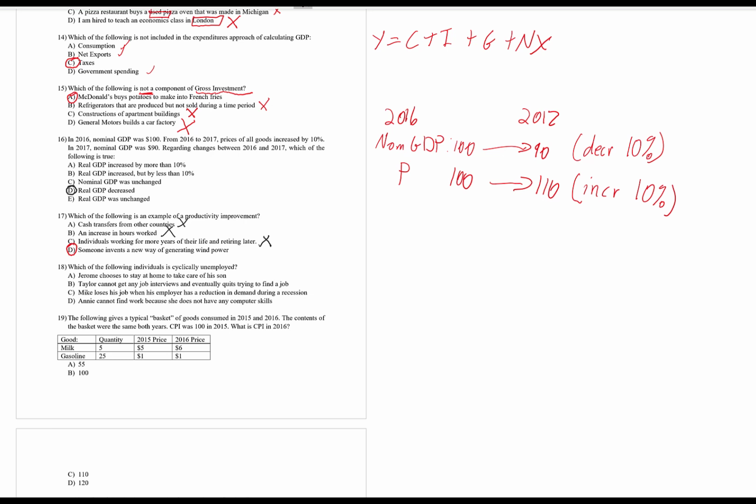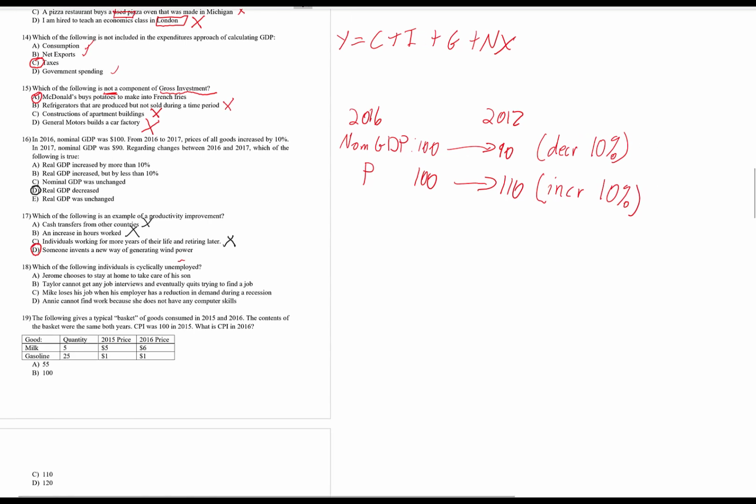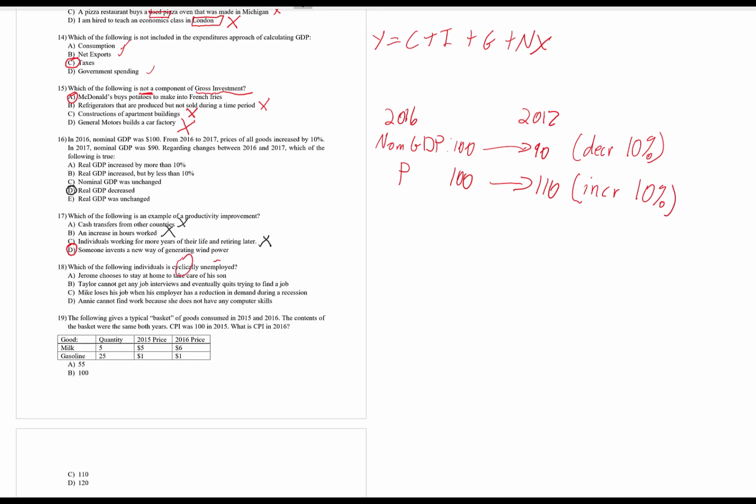18, what is cyclical employment? So cyclical employment relates to the business cycle. So the business cycle, and specifically if you find yourself cyclically unemployed, that means you're at a down part of the business cycle, which means you're in a recession. So the answer here is C. Mike loses his job when his employer has a reduction in demand during a recession.